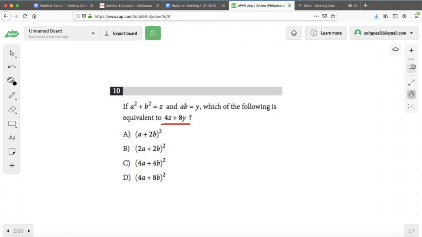Now you could do the algebra here. It's complicated. I want to avoid that. Let's plug in some values. Let's create some values and turn this into arithmetic.